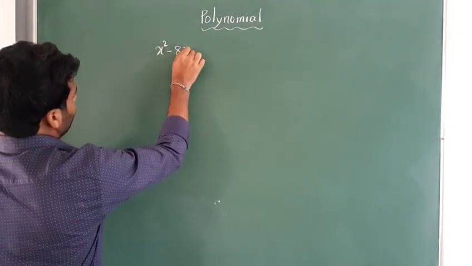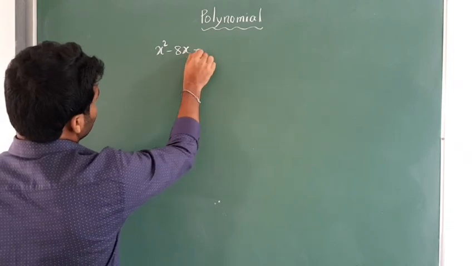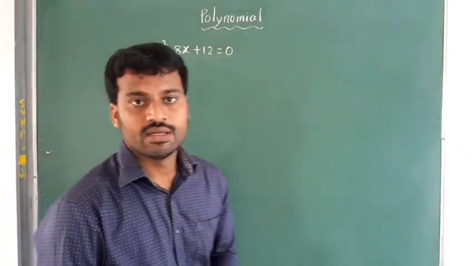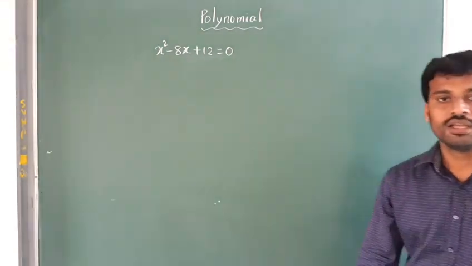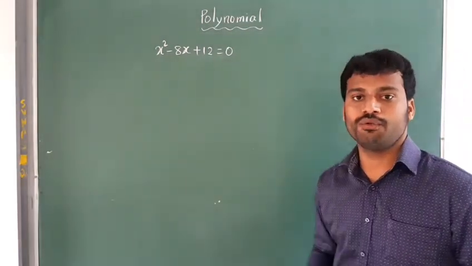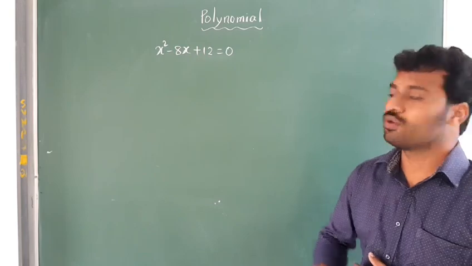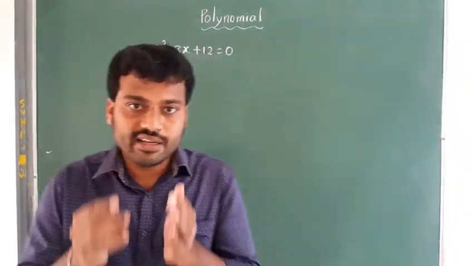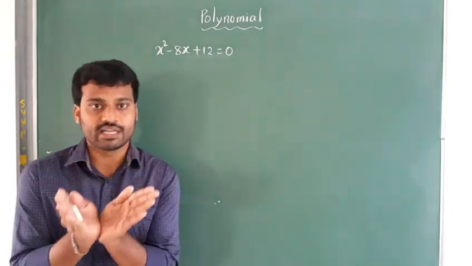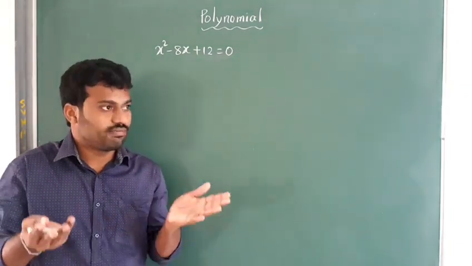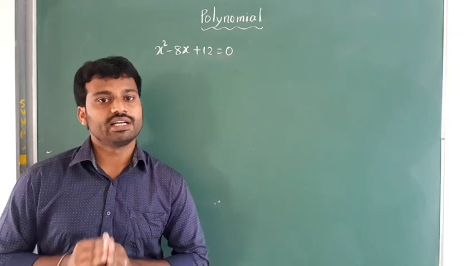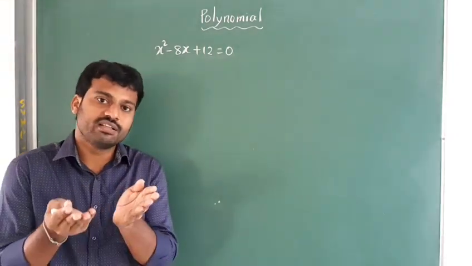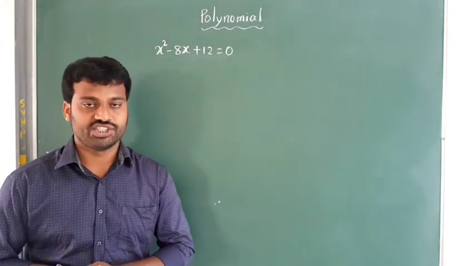Next is x square minus 8x plus 12 is equal to 0. This is a quadratic equation. If they ask you to factorize this polynomial, what to do? Factorization is nothing but splitting the middle term. Instead of factorization, it may ask to split the middle term. Find out the zeros of the polynomial by splitting the middle term or by factorization, anything they can ask.